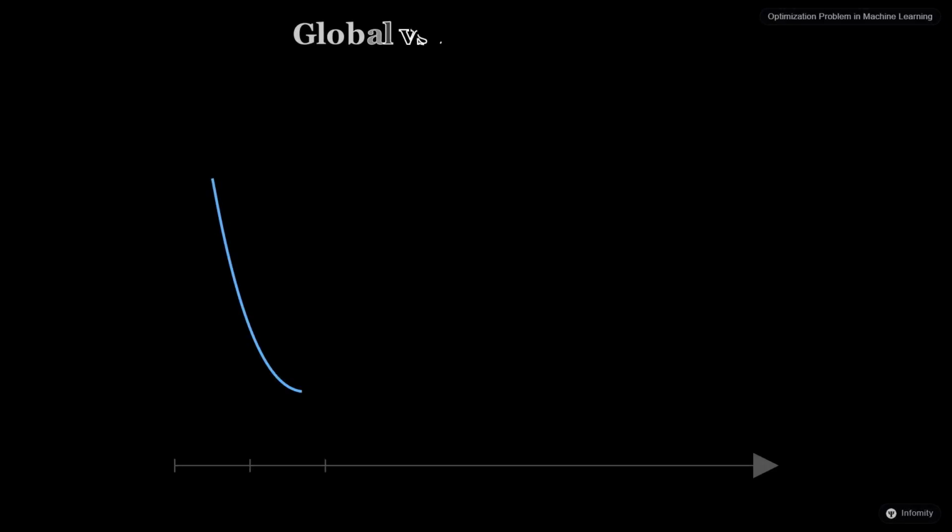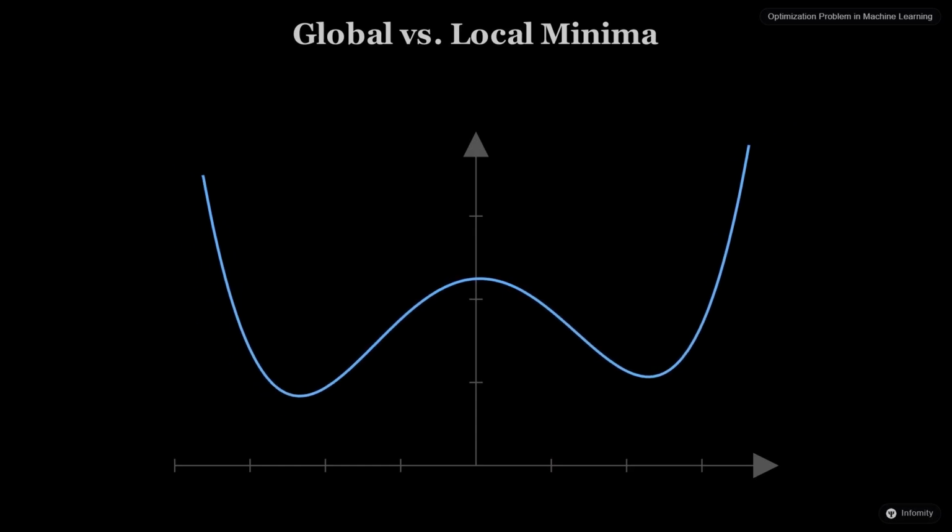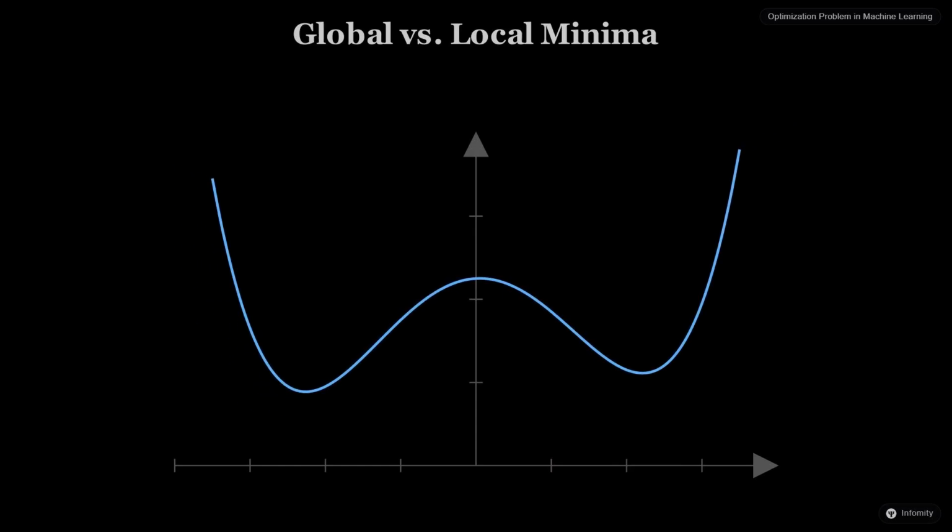In our simple bowl-shaped landscape, there was only one lowest point. However, real-world loss landscapes are rarely that simple. They often have multiple dips or valleys. We call the absolute lowest point in the entire landscape the global minimum. But there can also be other shallower dips, which are the lowest points within their immediate surroundings, but not the lowest overall. These are called local minima. Our go-downhill strategy naturally leads us to the bottom of whatever valley we happen to be in, whether it's a local or the global minimum.